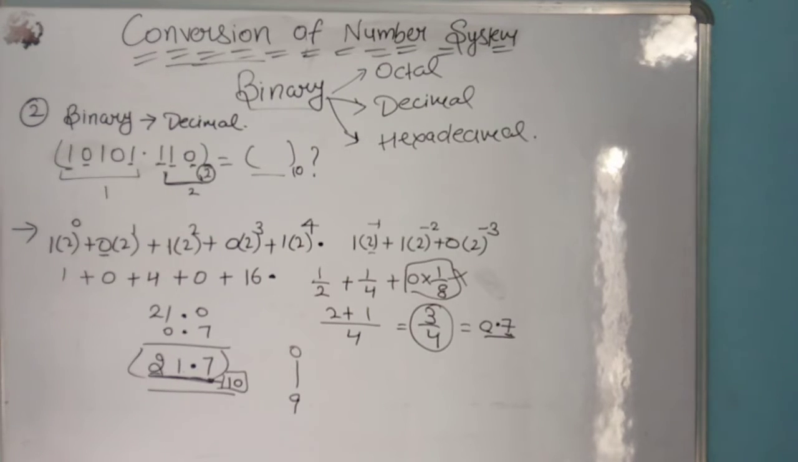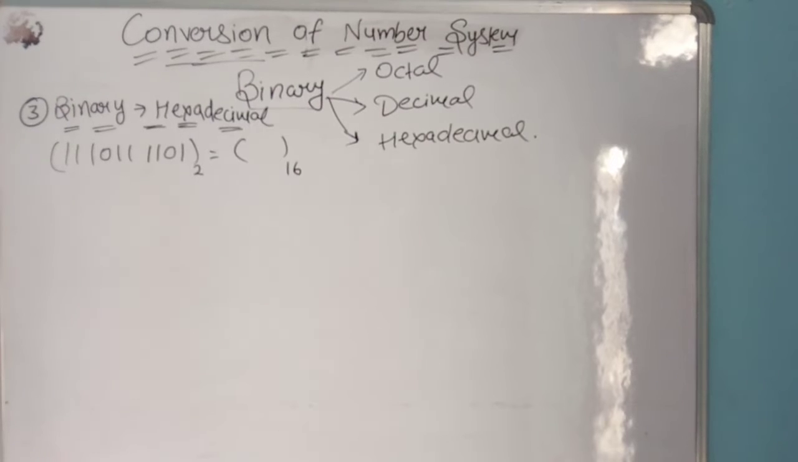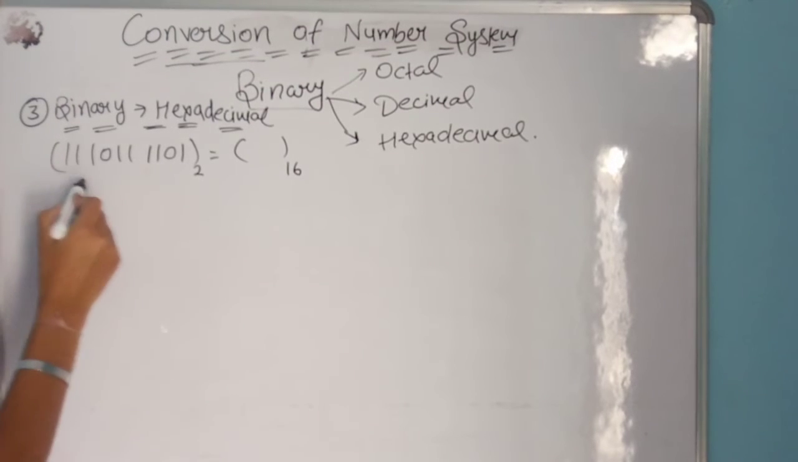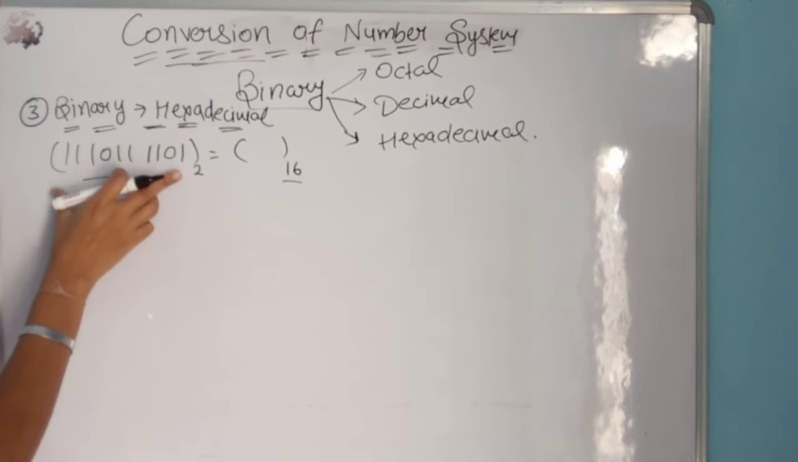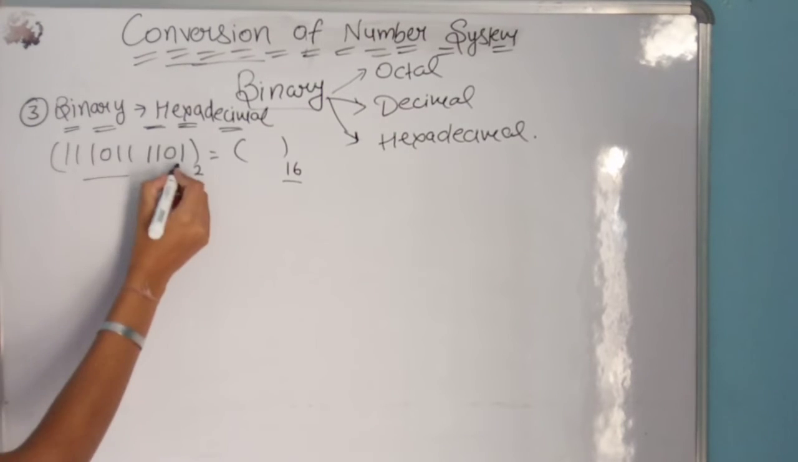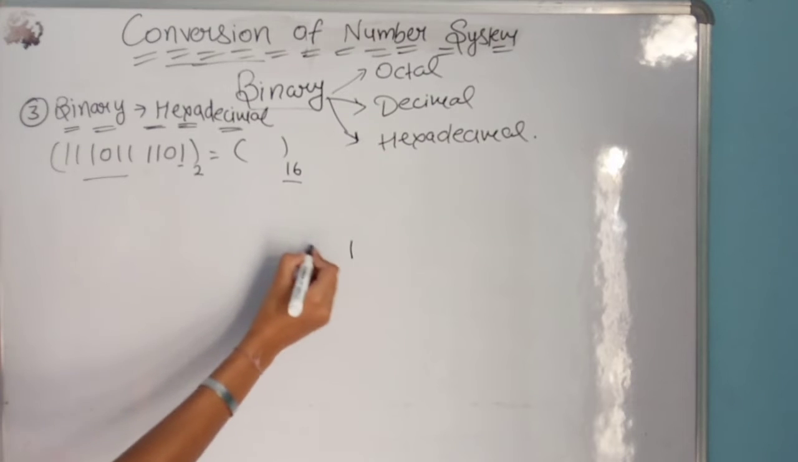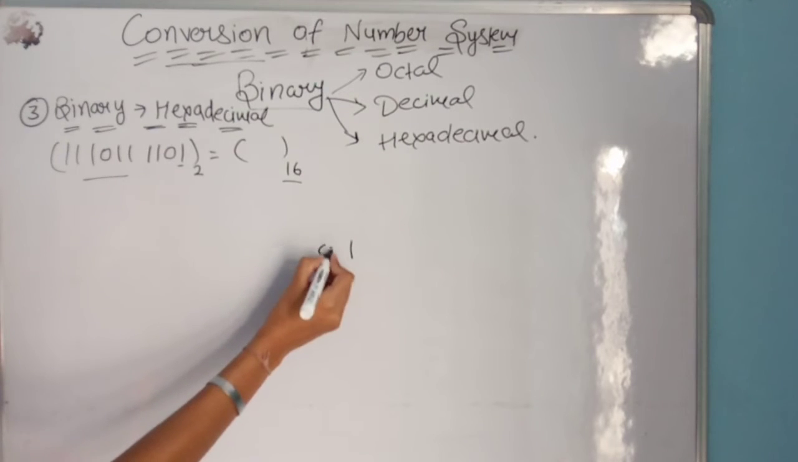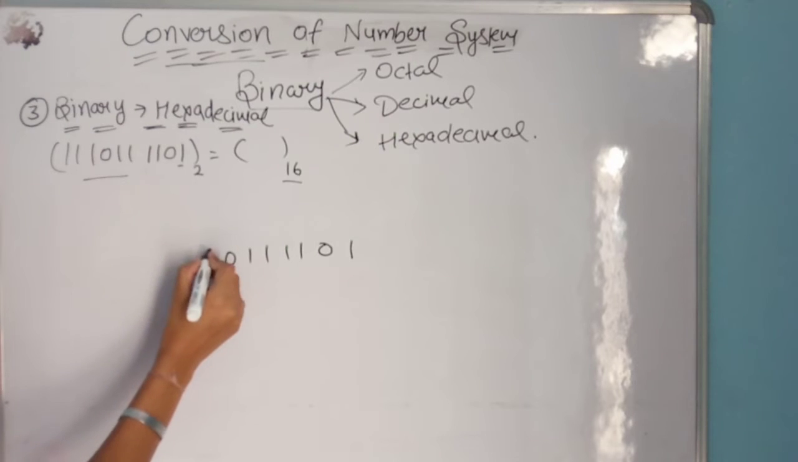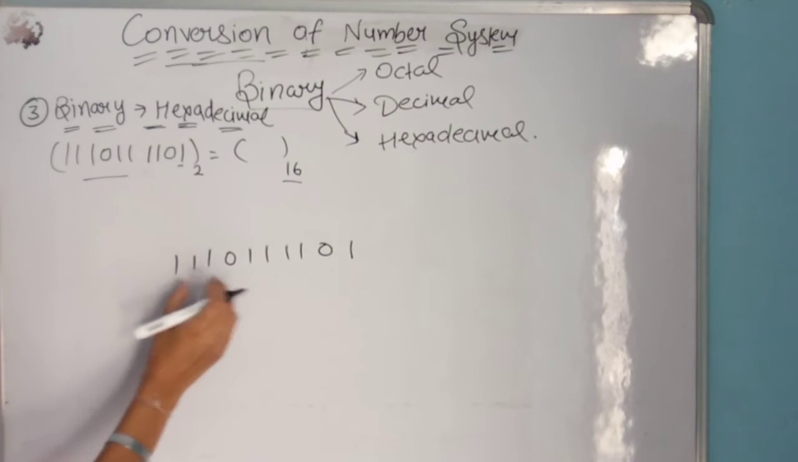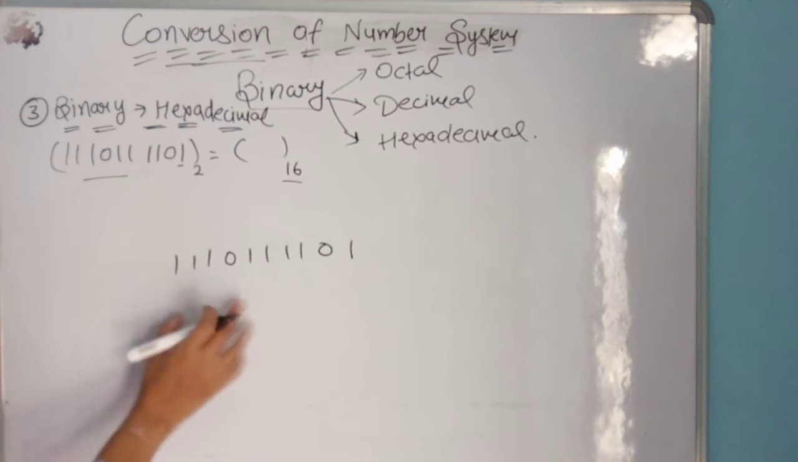Let's suppose this is a binary number and we want to convert it into a hexadecimal number. Fetch this number and write it here: 1 0 1 1 1 1 0 1 1 1.